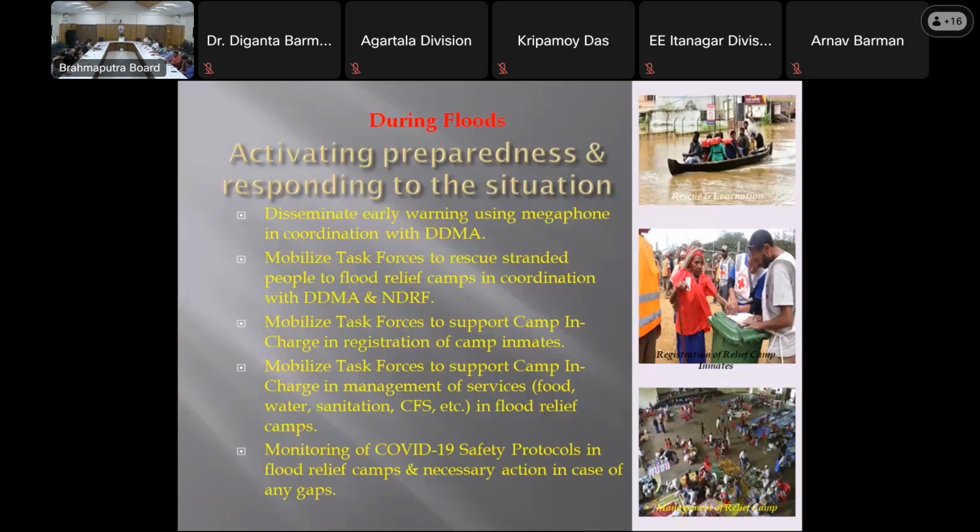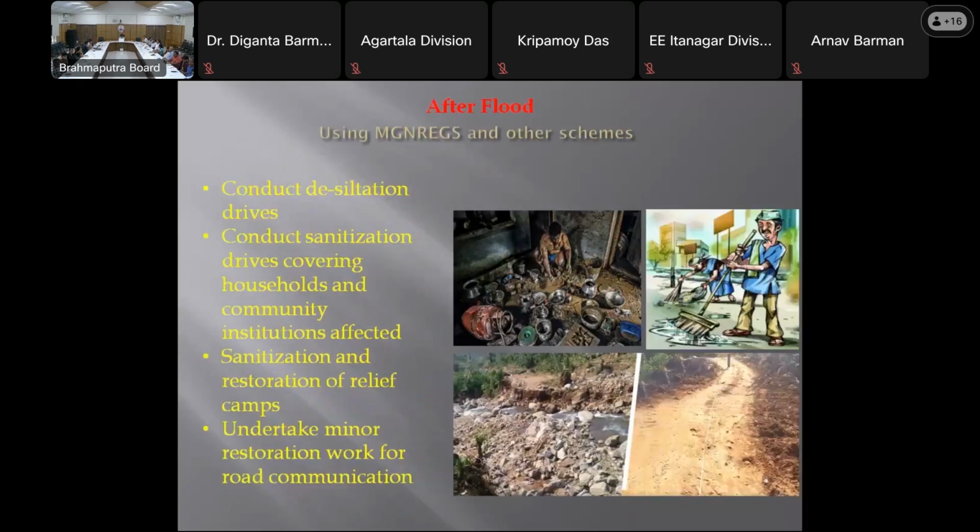Okay. Now during floods, we have to activate preparedness and respond to the situation. Number 2, the mobile task forces to rescue the stranded people to flood relief camps in coordination with GDM and NDRF. So during the floods, we have to take these initiatives. Lastly, the mobile task forces to support the camp with management, such as food, water, sanitation, everything we have to provide in that area.